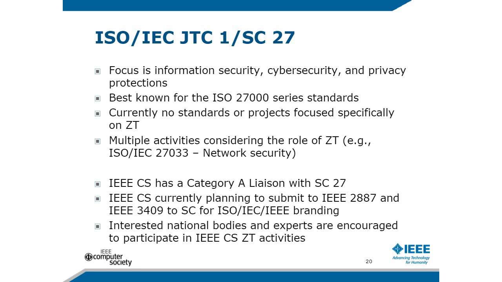Now, I'm bringing that up because IEEE Computer Society has what's called a Category A liaison with SC27. In other words, we have the ability to work directly with SC27 in a collaborative manner, or simply commenting on their documents, even submitting projects. And so the work in the IEEE Zero Trust Security Working Group is definitely looking at the possibility of bringing its two projects ultimately into SC27 for what we call triple branding. So possibly as an ISO, IEC, IEEE standard once they're done. That dynamic could change.